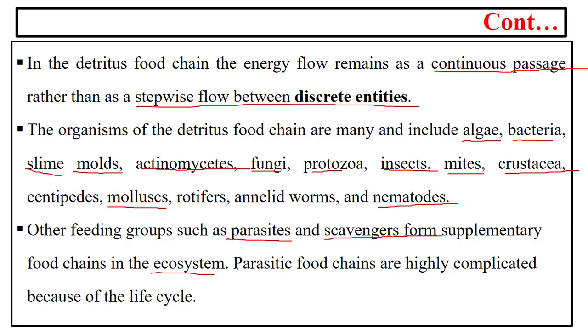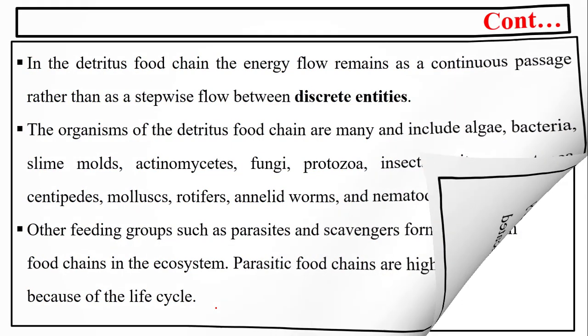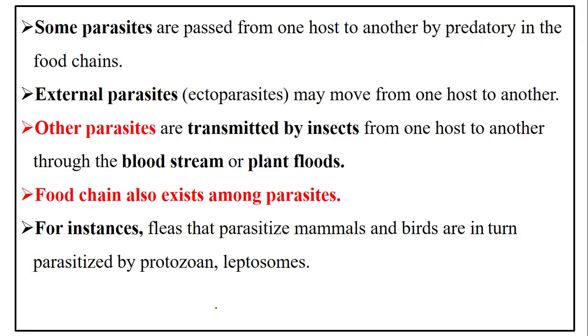Parasitic food chains are highly complicated because of the life cycles, right? So some parasites are passed from one host to another host by a predator in the food chain.